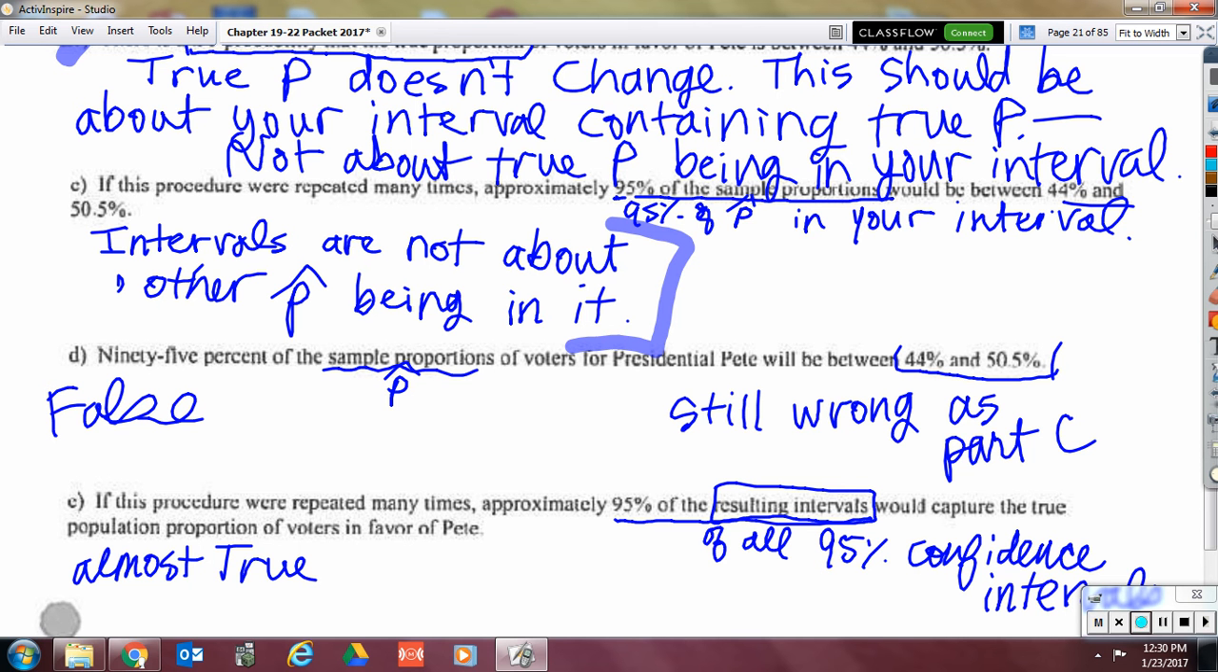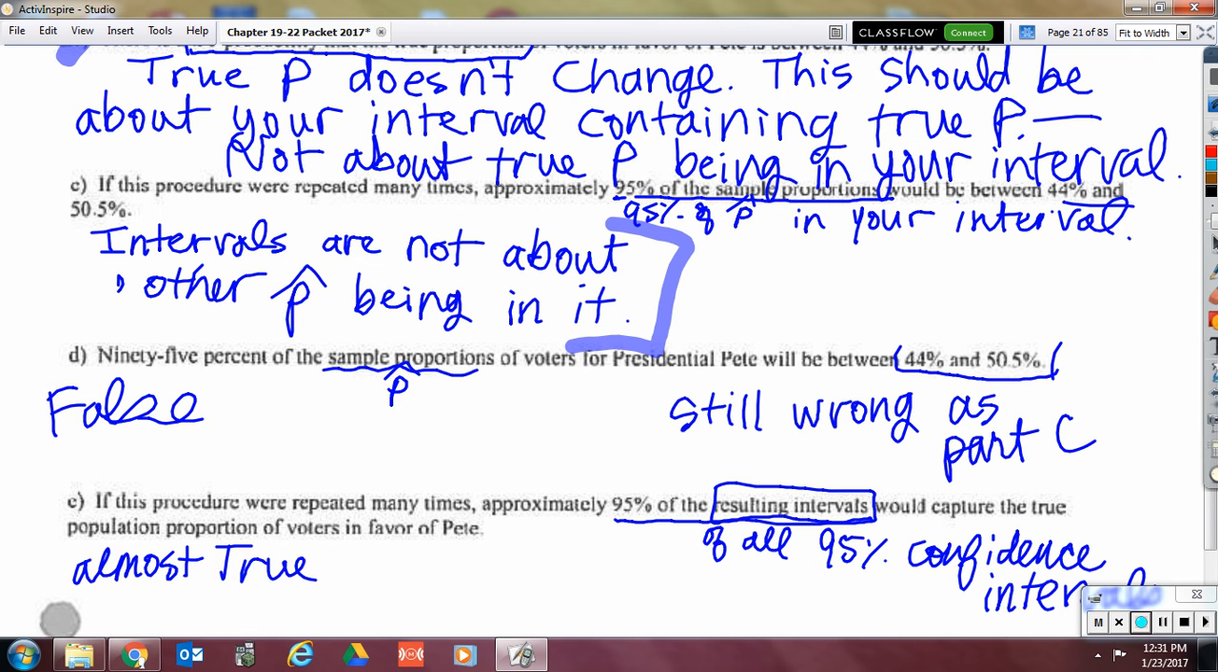Now, look at statement D. D says 95% of the sample proportions of voters, that's the P hats, will be between 44% and 50.5%. I was kind of thinking that pretty much is saying the exact same thing as the statement above it, right? So it's the same thing as C. It's still not about P hats being in your interval.